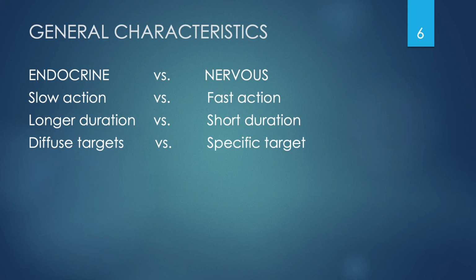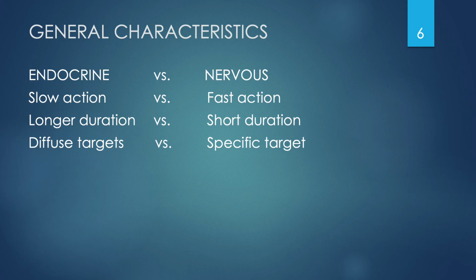Whereas the endocrine system, on the other hand, has a much longer duration, because those hormones in the bloodstream take time to be diffused or metabolized or any number of other things that are going to happen to those chemicals. So the effects of the endocrine system will persist for a longer period of time. And then lastly, the endocrine system has more diffuse targets, whereas the nervous system has a very specific target.